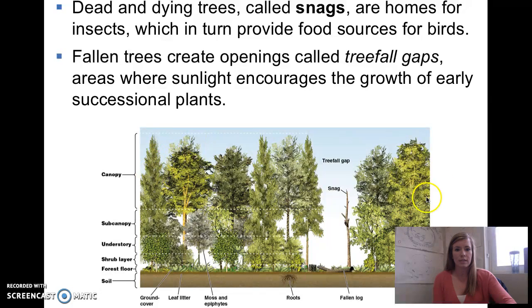So the tops of these plants, the canopy, is getting all the sunlight. If there's a tree fall gap for any reason, now the sunlight is shining down, so it increases the primary production down here and will push succession through. So they'll allow for plants earlier in succession to grow here and to grow back, basically.